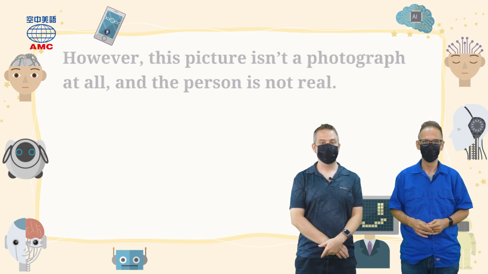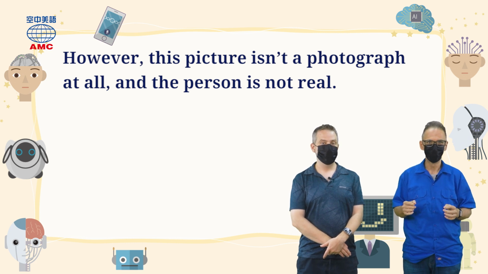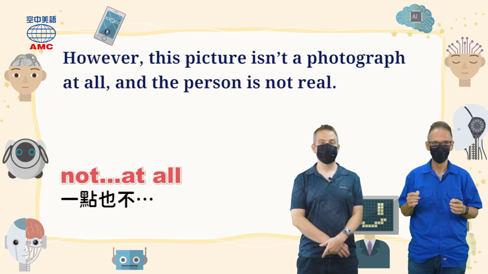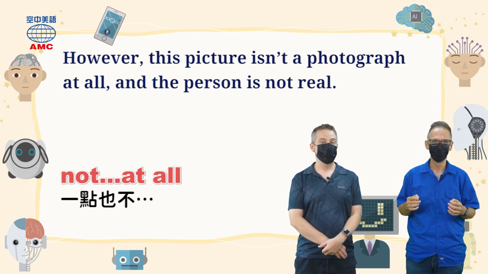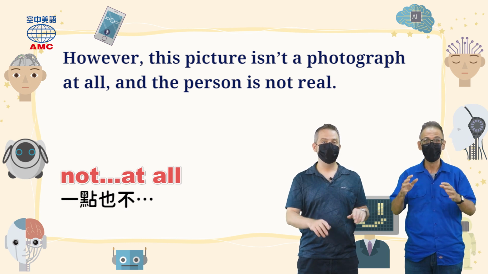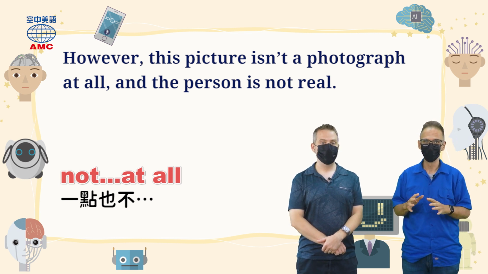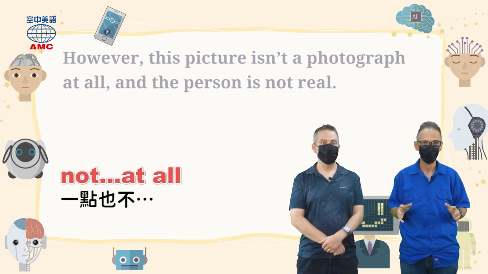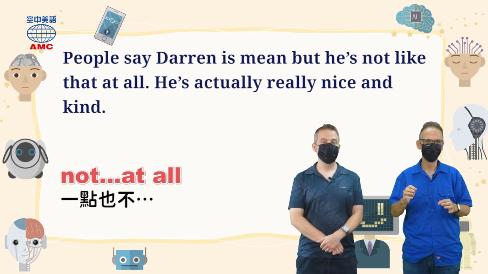Yes, the article goes on to say, however, this picture isn't a photograph at all, and the person is not real. Now, the phrase not at all is a stronger way of saying not. In the article, I could have said, this picture isn't a photograph, but by saying this picture isn't a photograph at all, I make a point to say that nothing about this picture involves a real person or a camera. It is completely created by computers. Here's an example sentence. People say Darren is mean, but he's not like that at all.